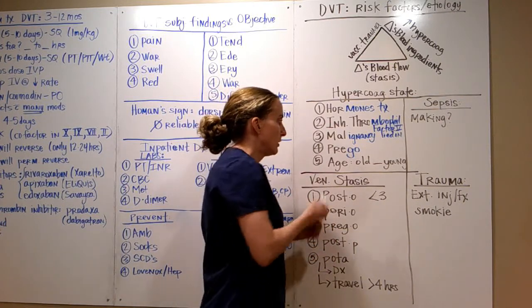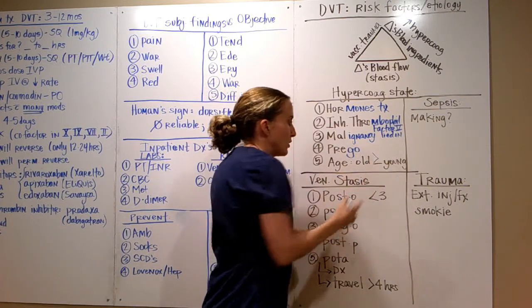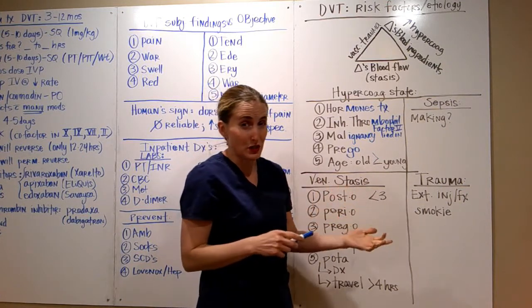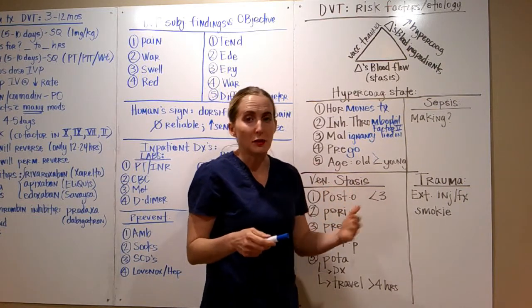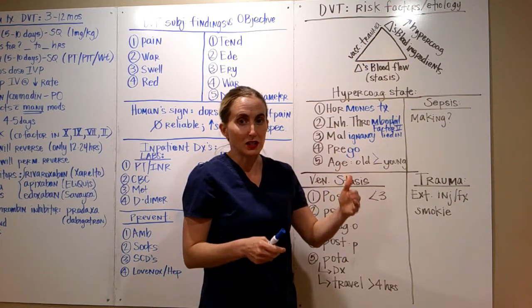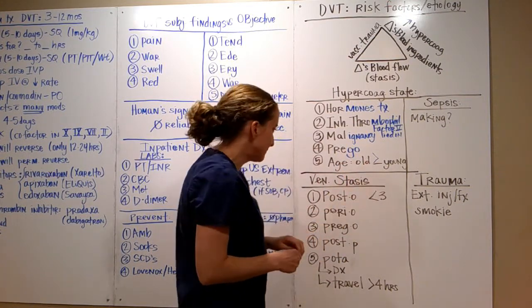Then our old people, the DVTs favor the old people, obviously, okay? So as you get older, your risk for a DVT increases dramatically above the age of 80. Obviously more above the age of 60, but much more over age 80, okay?